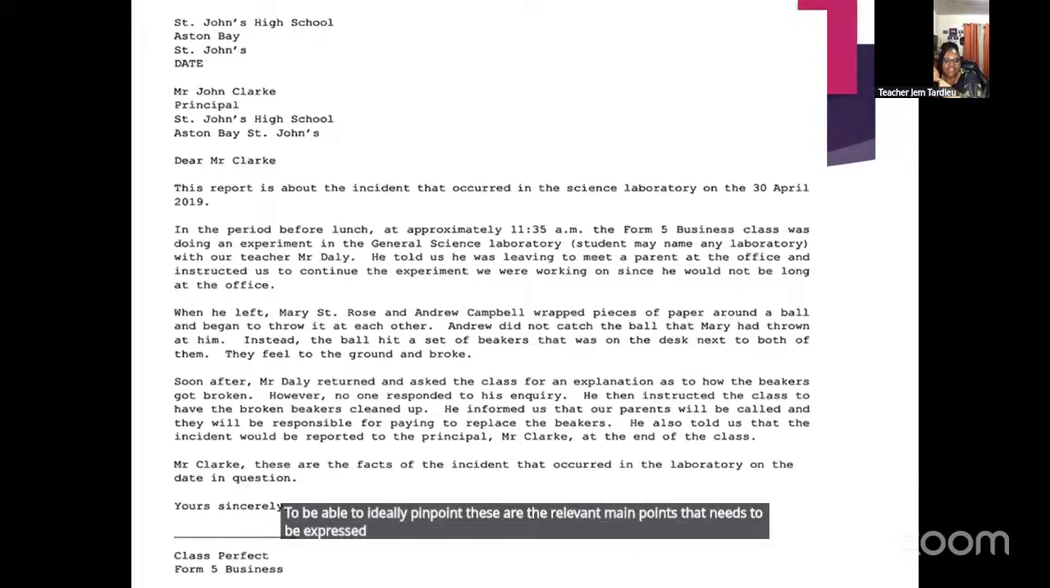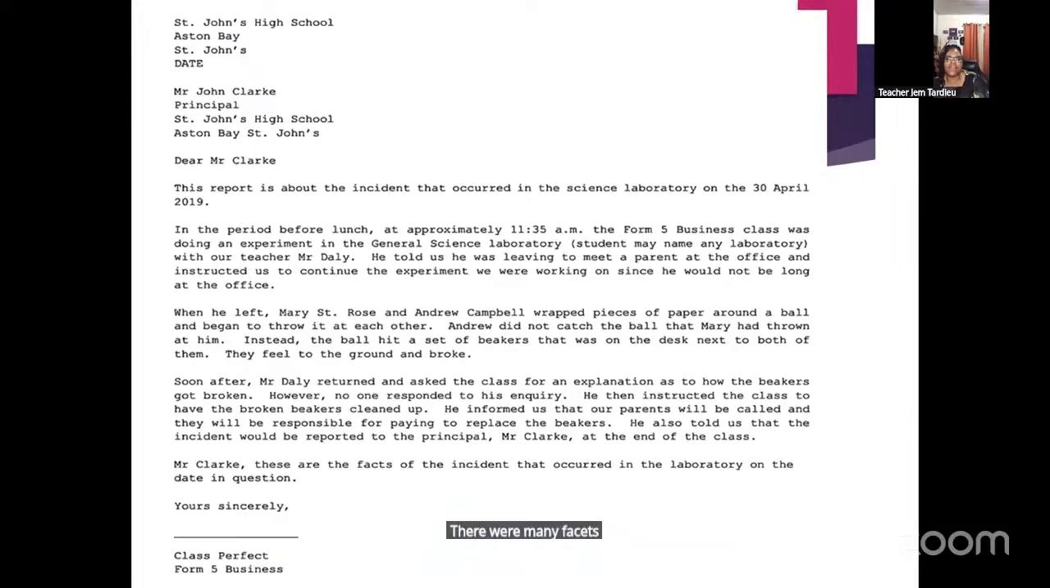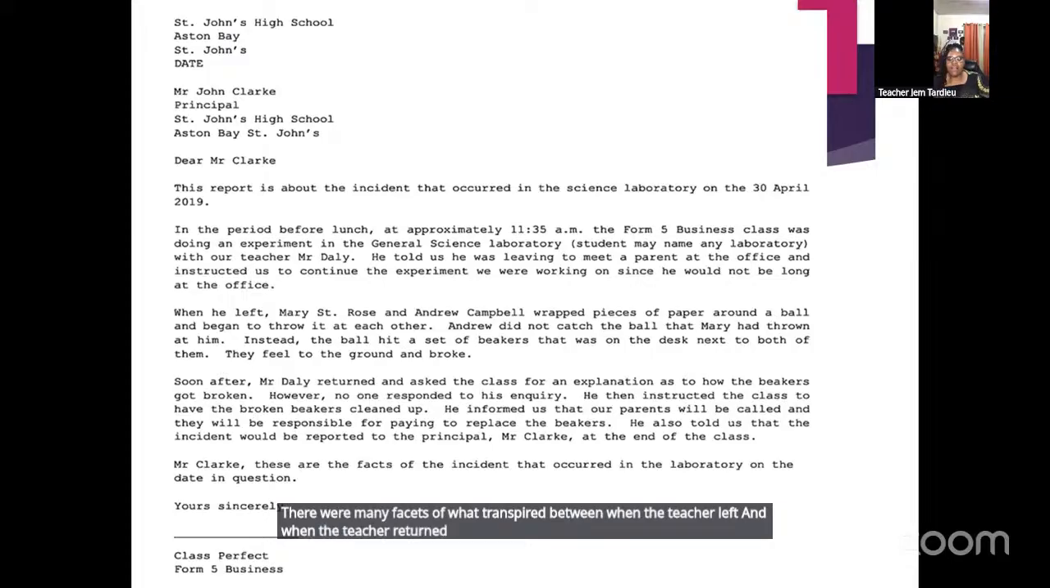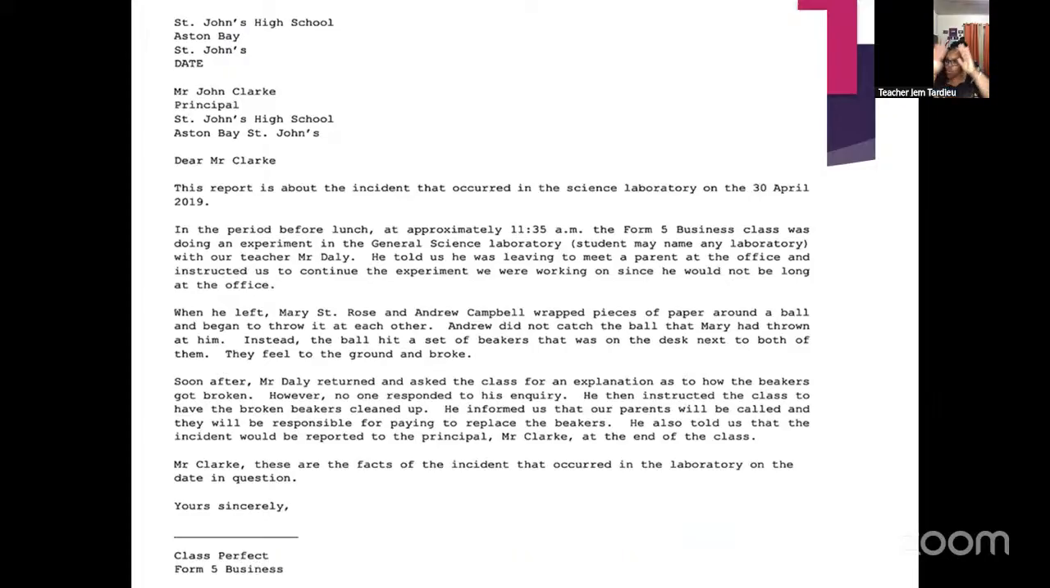and the details given. And when you're giving details, depending on what the prompt is, so for example, this prompt, there were many facets of what transpired between when the teacher left and when the teacher returned. So to just lump everything in one, as one whole piece of writing, we would recognize some organizational faults there.